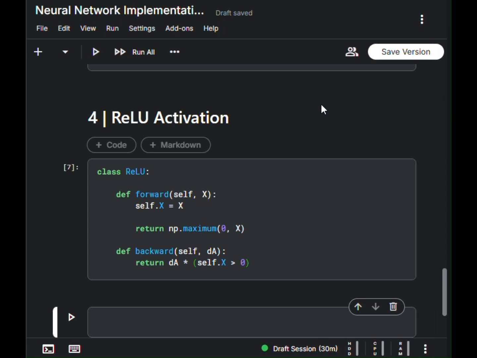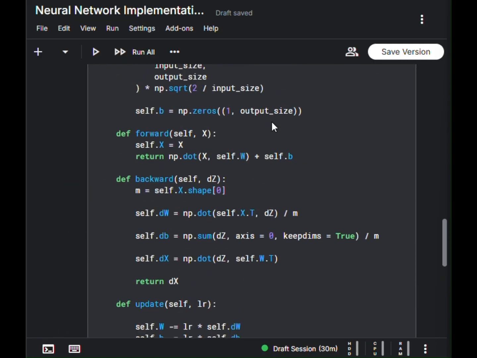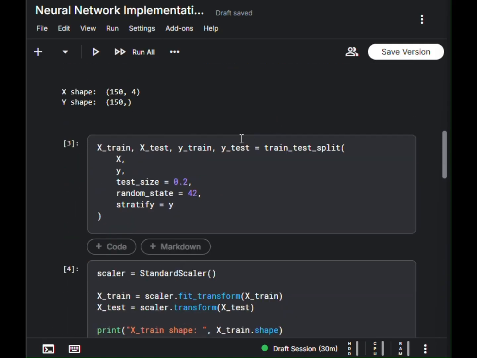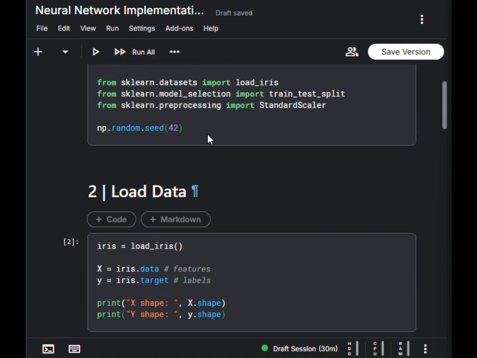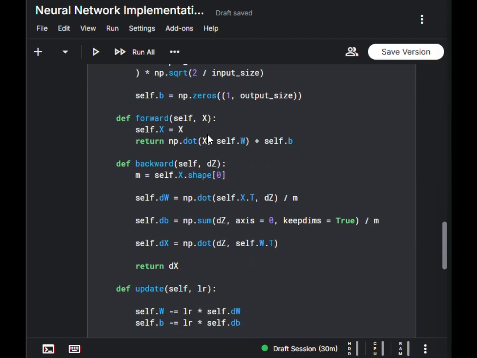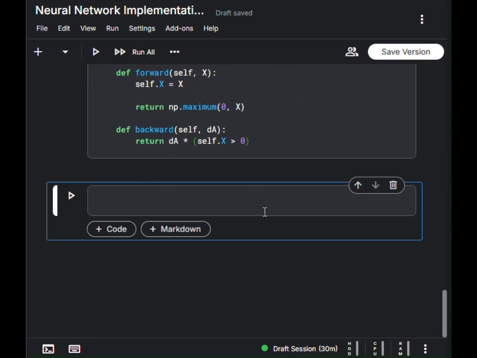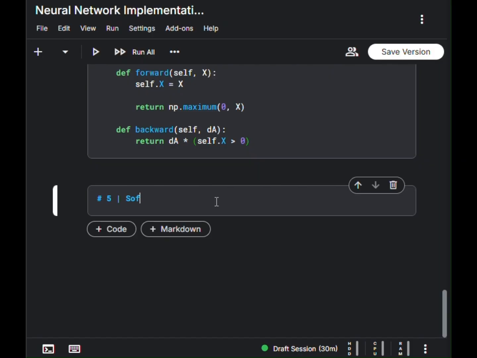So till now we have implemented the activation function, we have implemented the dense layer, we have implemented our data loading and also the imports. Now our next step is to implement the softmax and cross-entropy, which is the fifth section of our code.